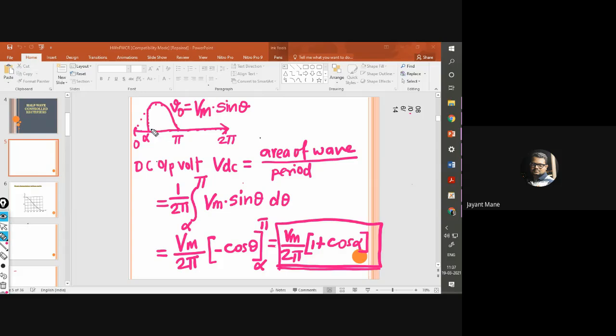Similarly, if we draw current for R load, it is same as the voltage waveform. What is the difference? Its maximum value is given by Vm by R. So if we calculate the DC value of the current, what will that be? It will be just Vm by R into bracket 2 pi.